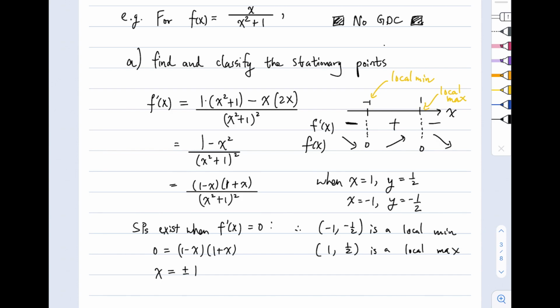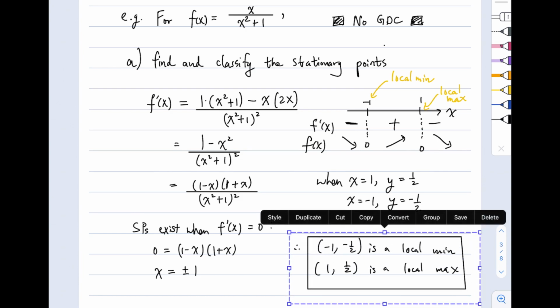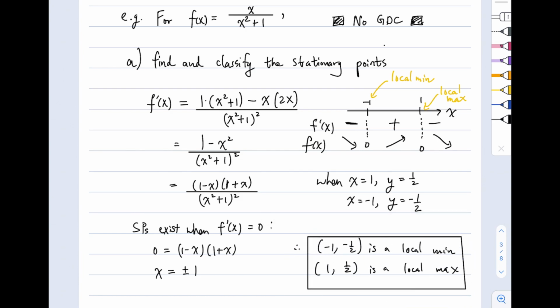And this is your final answer. I'll put this one in a box. This is the final answer to the question. The question's asking you to find the stationary points and also classify them. So we've done that now. So the process for finding and classifying stationary points, again: find the derivative, set the derivative to 0 to find the stationary points, but then also make a sign chart and look at the sign changes of the derivative to classify the stationary points. Hopefully that is clear.